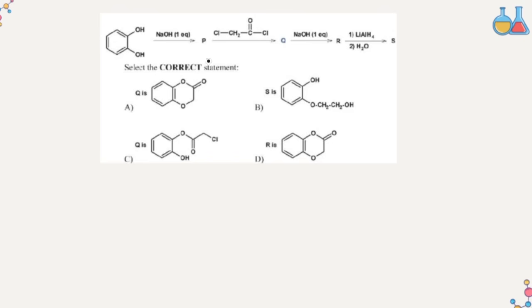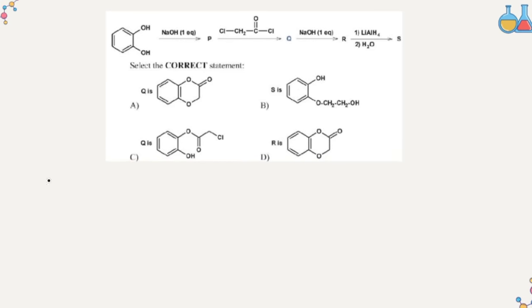Let's see how to predict the products P, Q, R and S in the given series of reactions and also choose the right statements from the given options. So the given molecule here is a catechol, which is a dihydroxy benzene molecule.